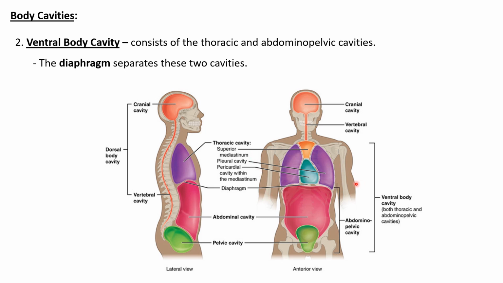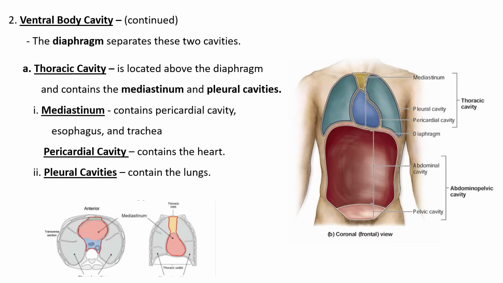And then there's a diaphragm, which is a muscular sheet used in breathing that goes between the thoracic cavity and the abdominopelvic cavity. Here's the abdominopelvic cavity here. So here's the diaphragm right here, separating them. And here you can see right below this. And then the thoracic cavity has the mediastinum and the pleural cavities.